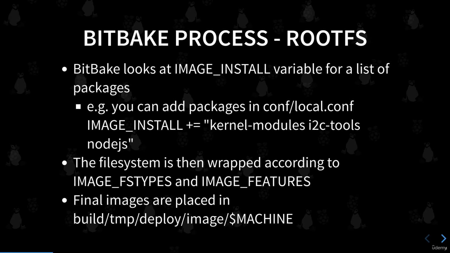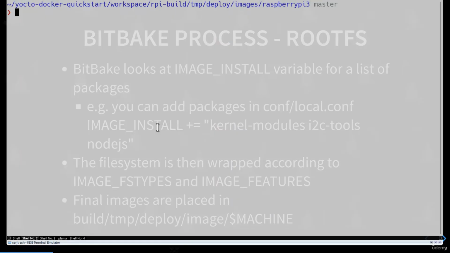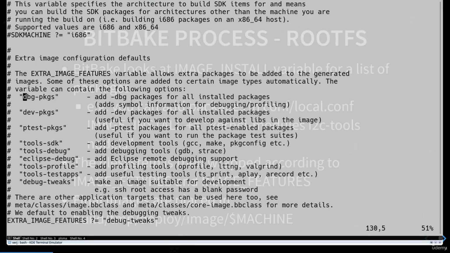IMAGE_FEATURES is another variable which depends on your distribution, and might include several packages. We can take a look at the Poky case. So you have these features which we already mentioned, like the dev packages, which includes all of the libraries that are specified by your image, so that you can basically then generate, for instance, an SDK, and it will include all of the libraries, so you can develop against it and link using those libraries.